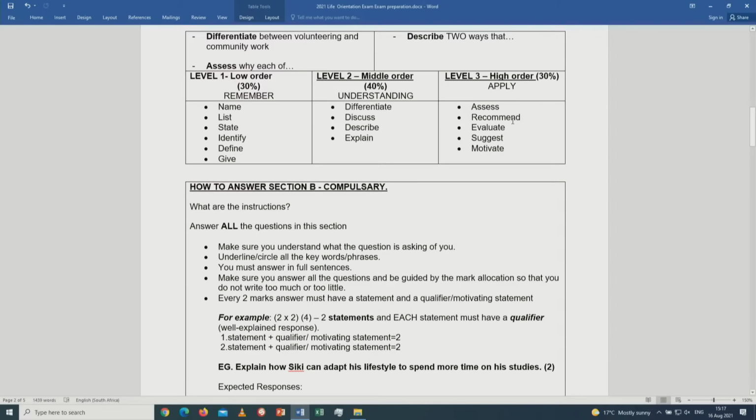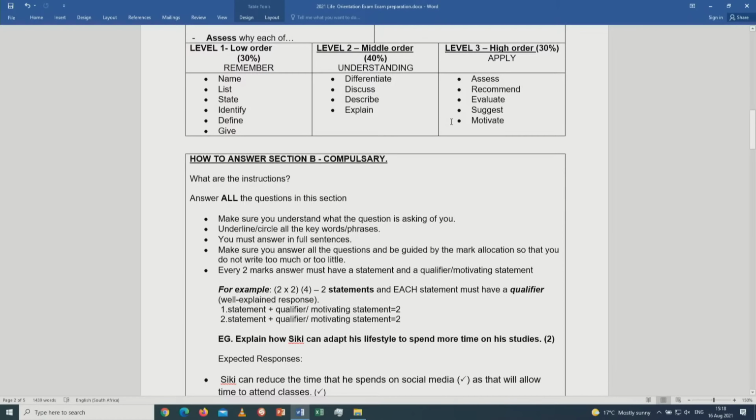So the paper overall, the weighting will be as follows. Low order questions will constitute 30% across the paper. A middle order will constitute 40% across the paper. High order questions will constitute 30% across the paper. So as you can see, the middle order questions weigh more than both low order and high order questions. So it is not to say section B is only middle order questions and section C is only high order questions. No, these 3 cognitive levels will be across the whole paper.